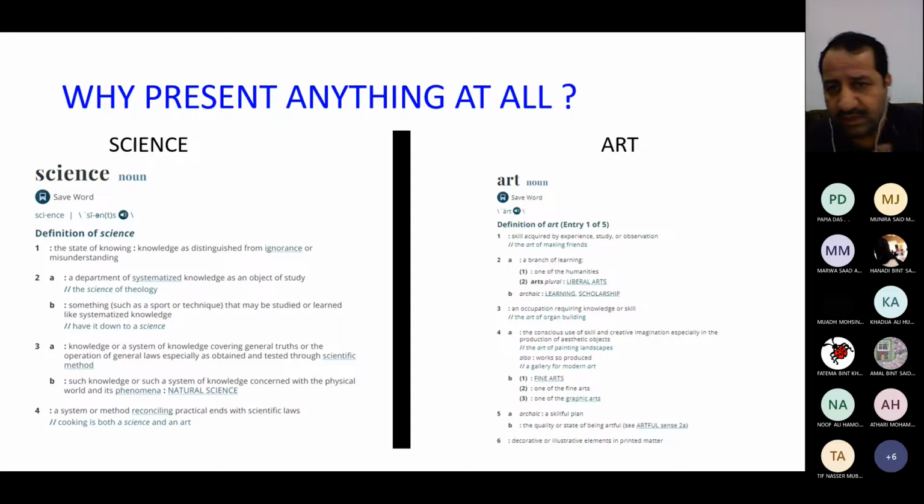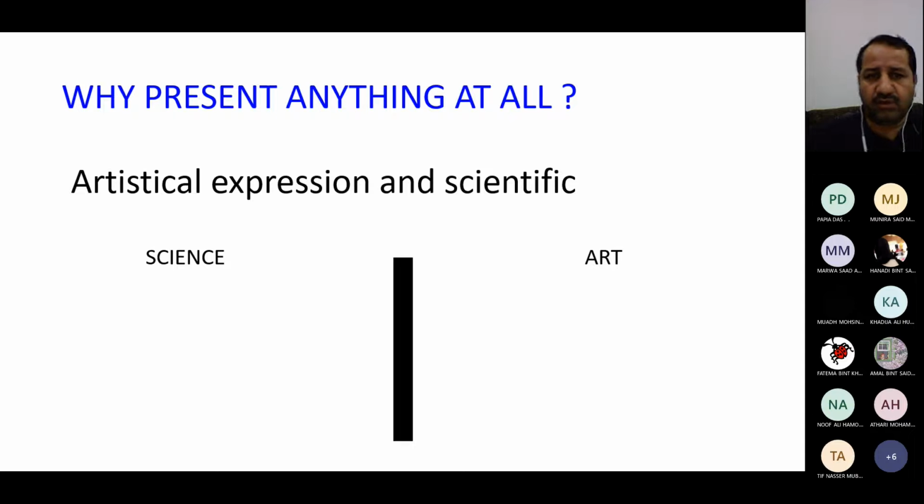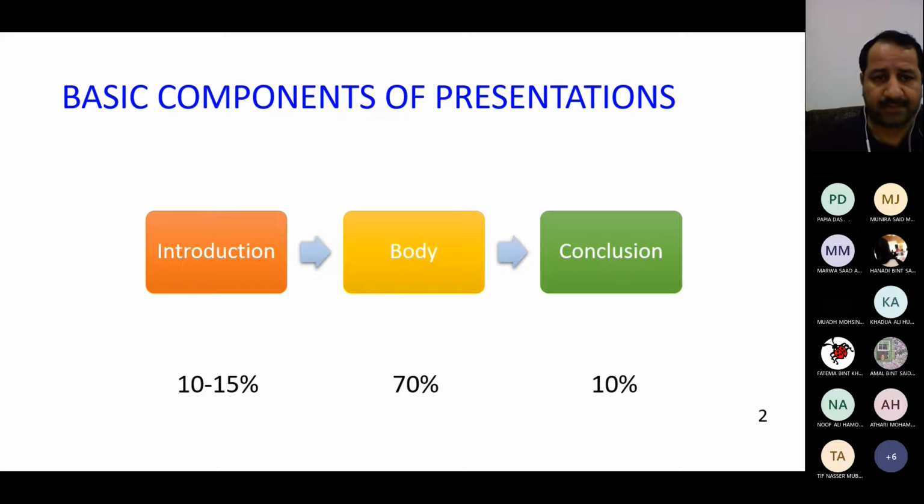If I go to the right-hand side, art is, let me say, number 1 or 3: number 1, skill acquired by experience, study, or observation, or number 3, an occupation requiring knowledge of a skill. So it's not enough to have achievements. The beauty is in how you represent your achievements, either on paper in your thesis project or in your slides in the presentation. So it's not only science plus art. This is your way of representing your information. Artistic expression and scientific work come together.